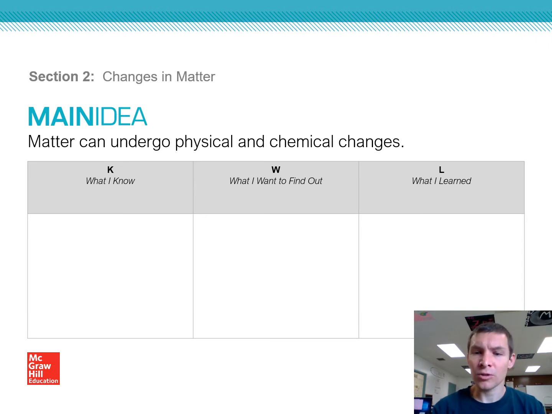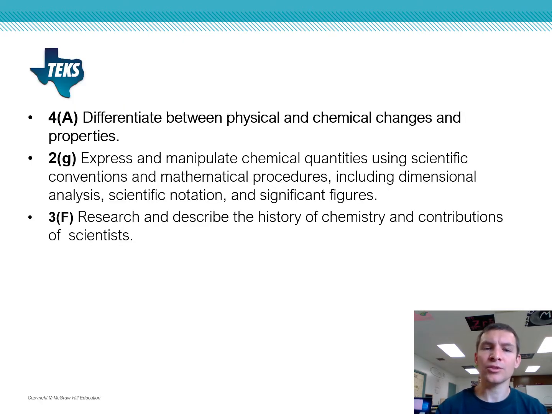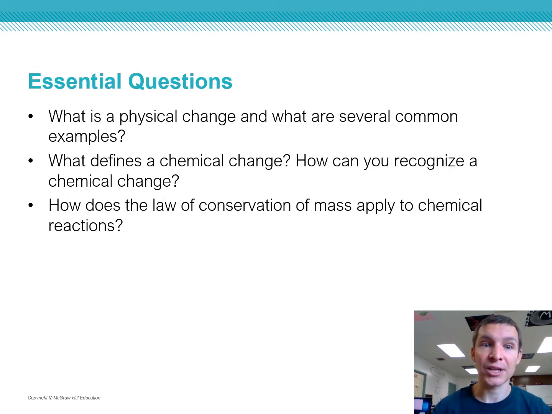This is all going to be about Chapter 3, Section 2, Changes in Matter. And this is all going to be about physical and chemical changes. Last time it was about physical and chemical properties, so I don't want you to get the two confused. Properties are things that you can observe. Changes are changes in the ways that properties can change.